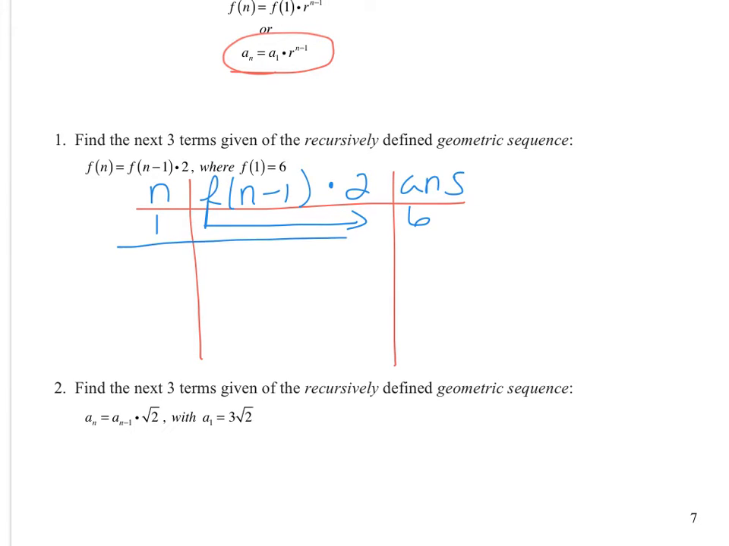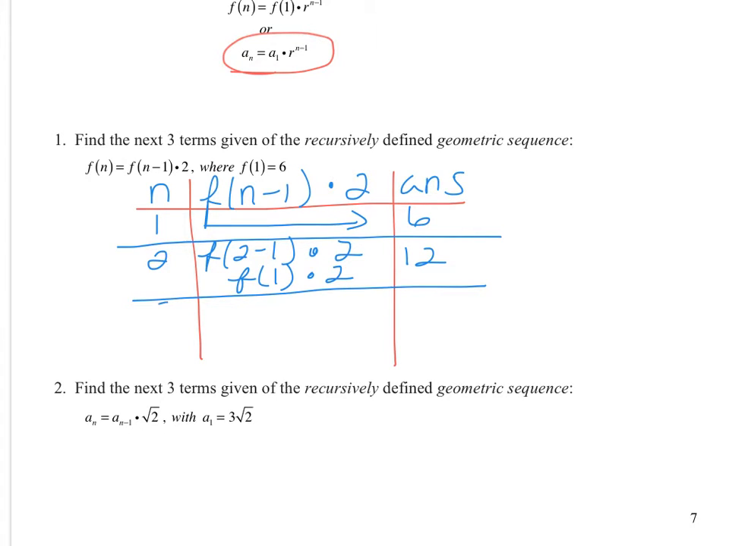So now let's find the next three. The second term would be f of 2 minus 1 times 2. Well, f of 2 minus 1 is f of 1 times 2. f of 1 is 6. 6 times 2 is, you're right, 12. All right, so let's continue on. The third term, f of 3 minus 1 times 2. Well, f of 3 minus 1 is f of 2. f of 2 is 12. 12 times 2 is, you're right, 24.